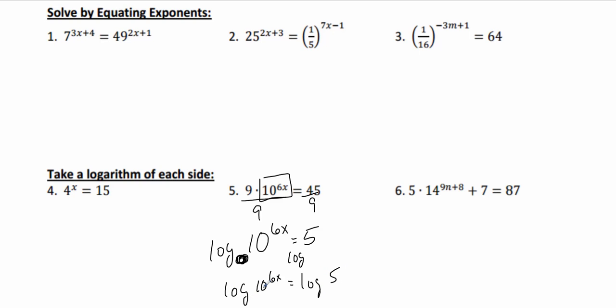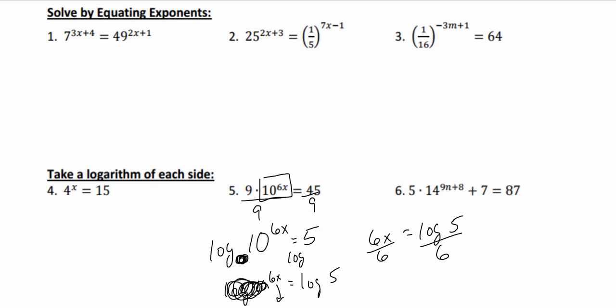Remember, log base 10 of 10, those are the same bases, so they cancel. So the 6x is just going to be dropped. I don't have any room, so I can't drop it there, so I got to drop it like it's hot way up there. Equals log of 5. So then what am I going to do? I'm going to divide both sides by that 6.